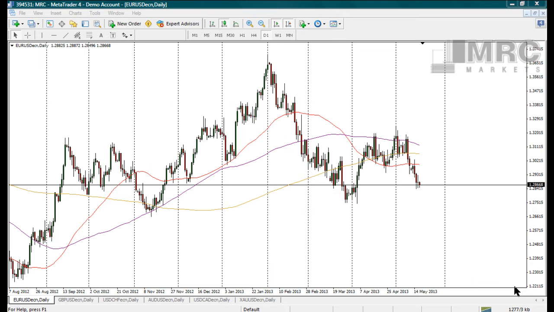For any new followers, we have 3 moving averages in each of these charts. The red one is a 50 simple moving average, the purple is 100 simple, and the gold is a 200 simple moving average.